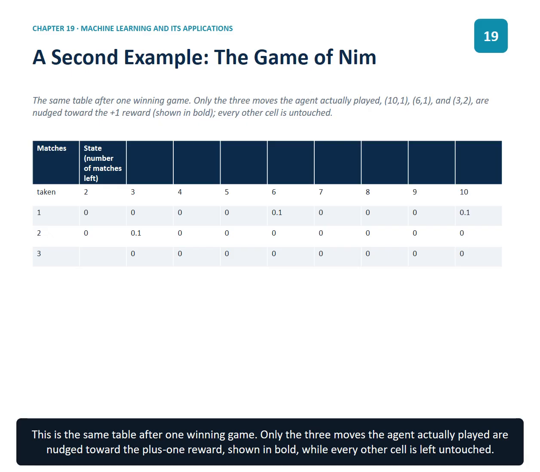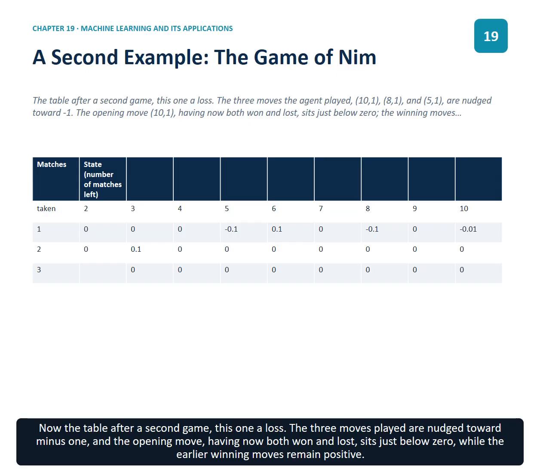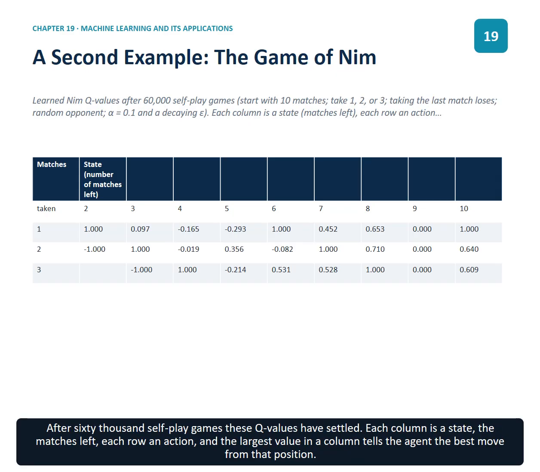Only the 3 moves the agent actually played are nudged toward the +1 reward, shown in bold, while every other cell is left untouched. Now the table after a second game, this one a loss. The 3 moves played are nudged toward -1, and the opening move, having now both won and lost, sits just below 0, while the earlier winning moves remain positive. After 60,000 self-play games, these Q values have settled.